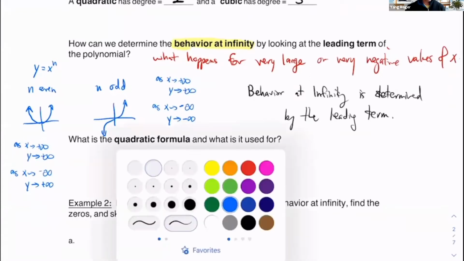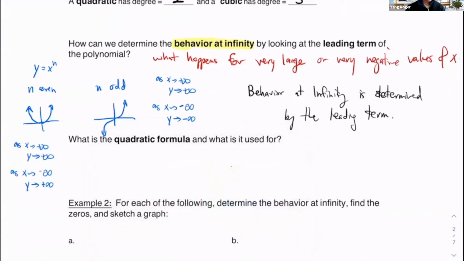So the quadratic formula is useful for what? It's useful for solving ax squared plus bx plus c equal to 0. In other words, it's good for finding zeros or roots. Okay. And there's a formula for this. Do you guys remember the formula?